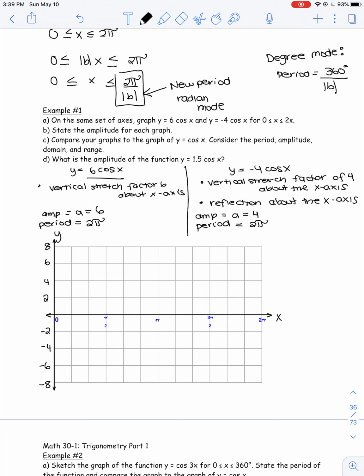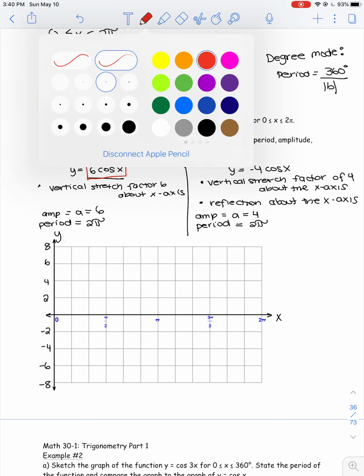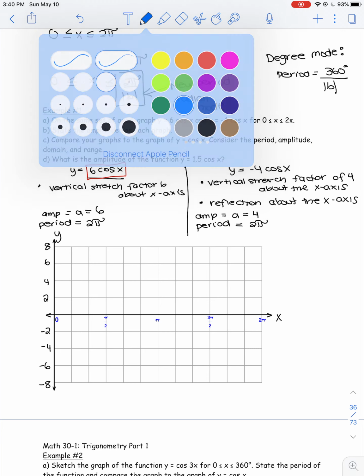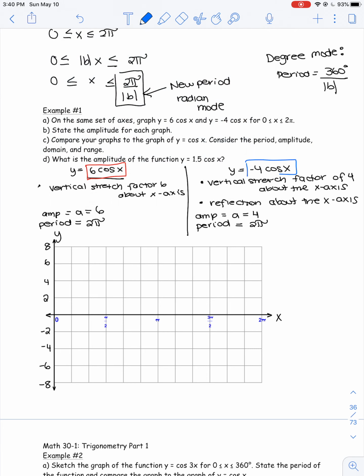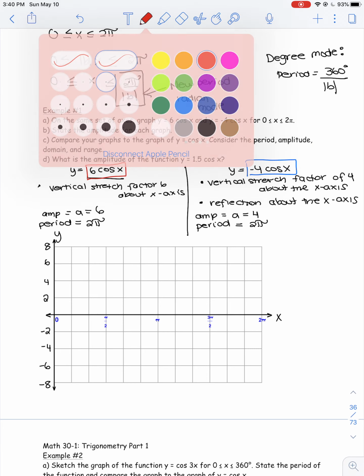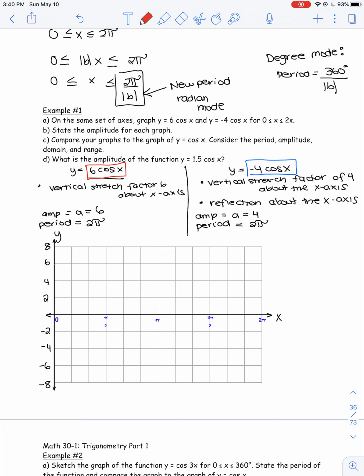So I know that if I graph my first graph, A, 6 cos of x, I'm going to use one color for that one. I'm going to use red to represent that. And I'll use, let's try blue to represent this one. So my red one has a y-intercept of 0 and 6.